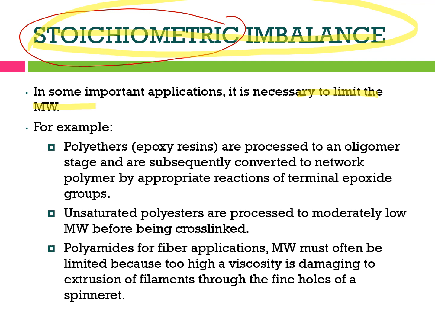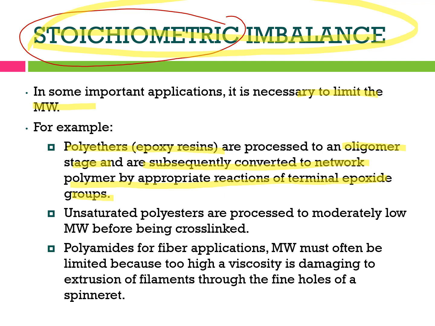There are a few examples of polymers that use stoichiometric imbalance to yield a polymer with low number average molecular weight. One example is in the production of polyether, which is epoxy resin. It only processes to an oligomer stage. An oligomer has a low number of polymer chain units, between only 2 to 8. These small molecules of polymer are subsequently converted to a network polymer by appropriate reactions of the terminal epoxide group.